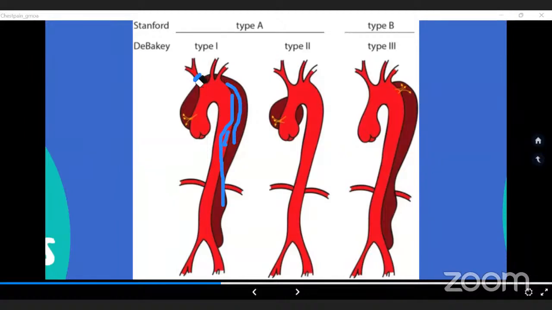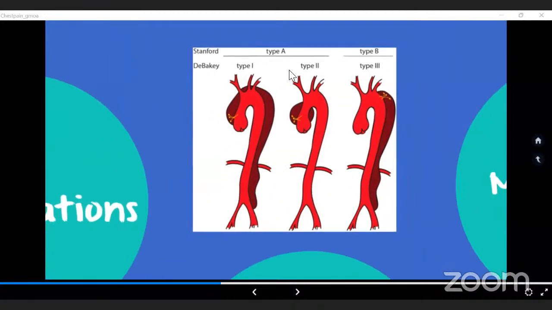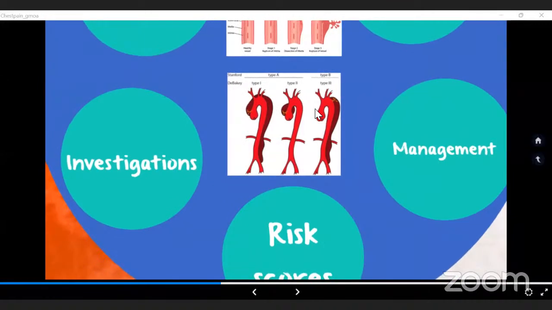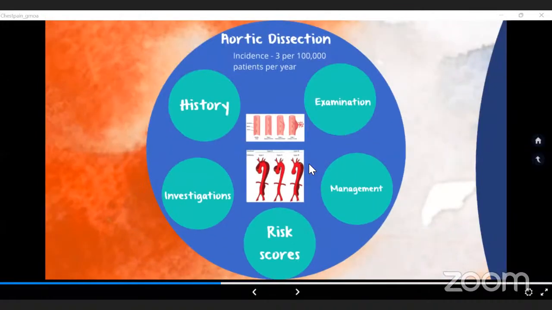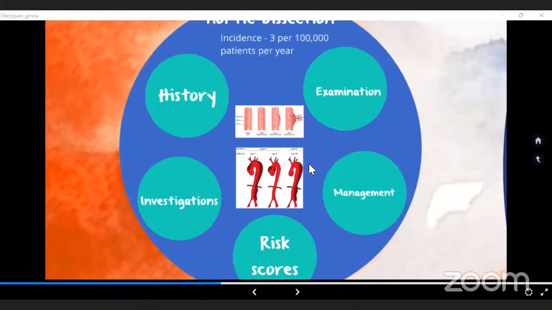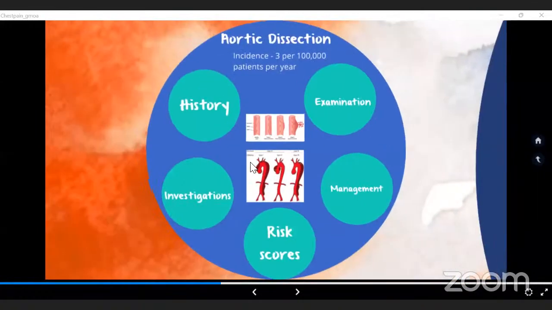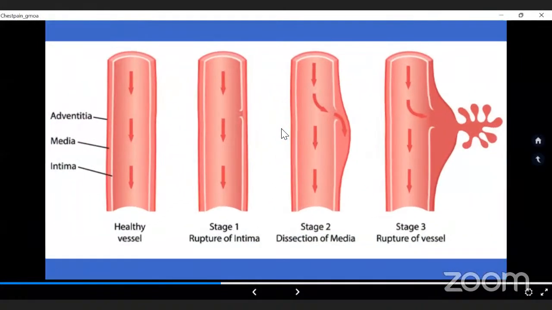You might have heard about different types of aortic dissection. So type A and type B aortic dissections are there. Type A is when the arch of the aorta or the ascending aorta is affected. Type B is when the ascending aorta is not affected. So that is the pathology in brief, very brief, of aortic dissection.